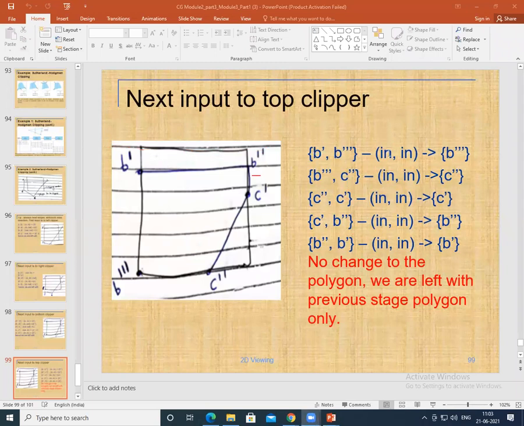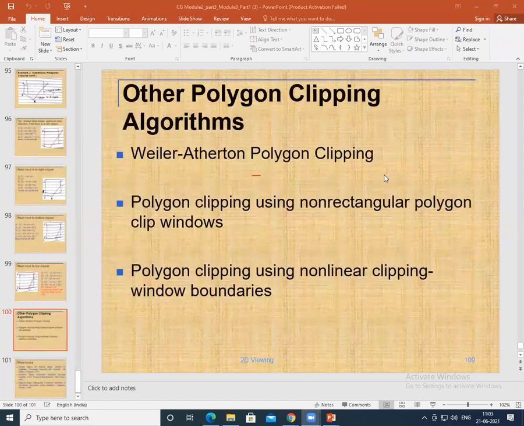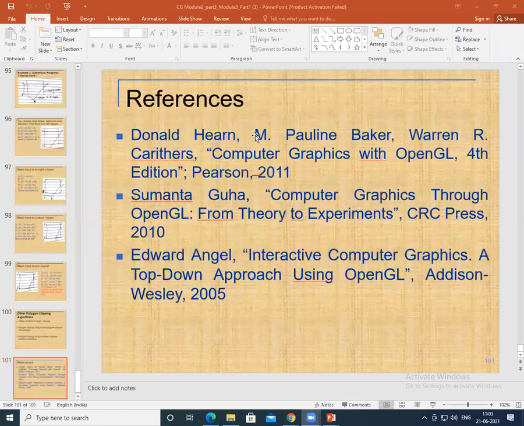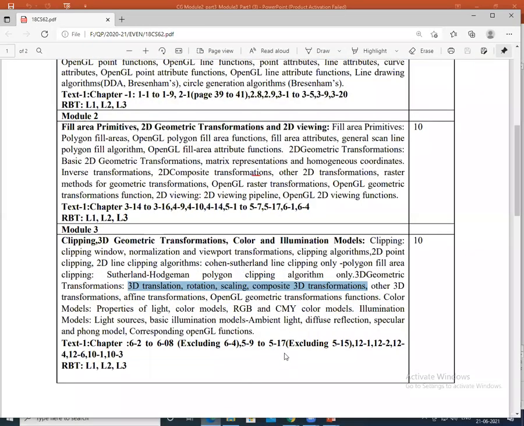So you could expect one of the problems on Cohen Sutherland Hodgman. So other polygon clipping algorithms to be noted are these. These are all the various algorithms. So this is all about the Sutherland Hodgman clipping algorithm and Cohen Sutherland. So definitely in the first part of module 3 you could expect questions from Cohen Sutherland and Sutherland Hodgman. So the next concept is about translation, transformation.